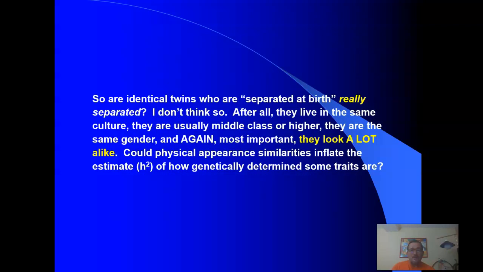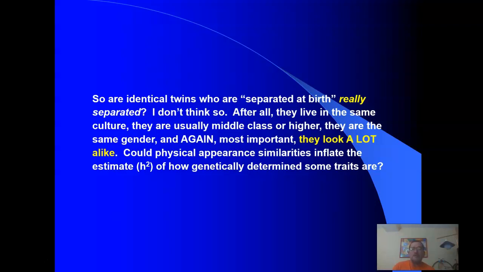And for that reason, you can't really say, I would argue, that identical twins are separated at birth because they live in the same culture. You don't have a twin who grew up in Mexico and a twin who grew up in Mauritania or Sweden. Both twins, if they're separated at birth, grow up in America in American studies, and they both grow up in Denmark in studies done in Denmark. So they do grow up in the same culture.